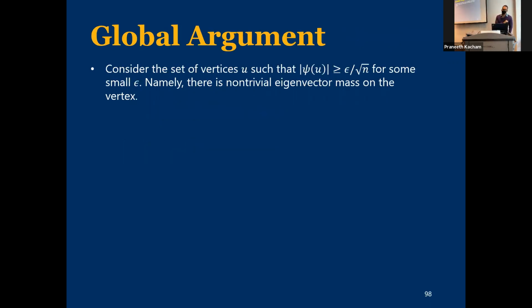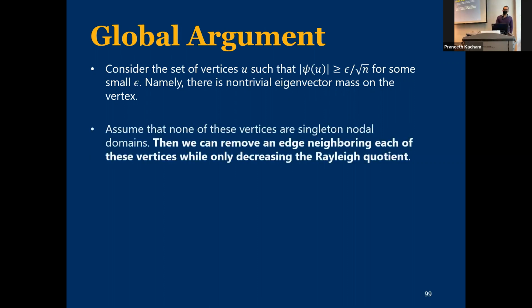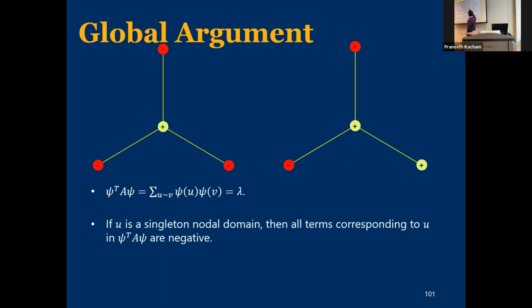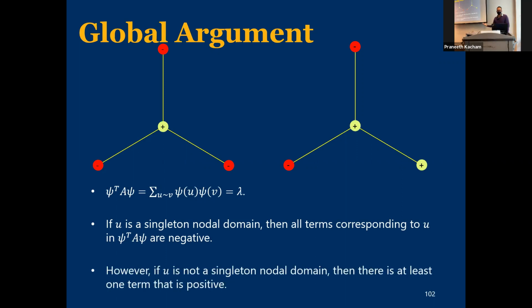So we start in the same way. Let's start with all of the vertices such that the value in the eigenvector is non-negligible. So assume that none of these vertices are singleton nodal domains, none of them. Then, similar to what we did before, there must be some neighbor of the same sign. So that means that we can remove an edge bordering that vertex while only decreasing the Rayleigh quotient. What I'm saying is that this is the Rayleigh quotient. If what I start from is something that looks like the left, then all terms corresponding to u in the Rayleigh quotient are negative. However, if it's not a singleton nodal domain, then there's at least one term that's positive. And this is an edge that can be deleted.